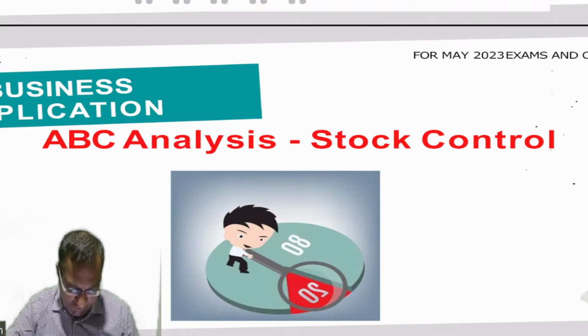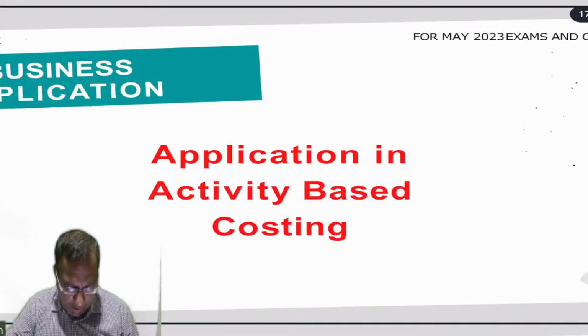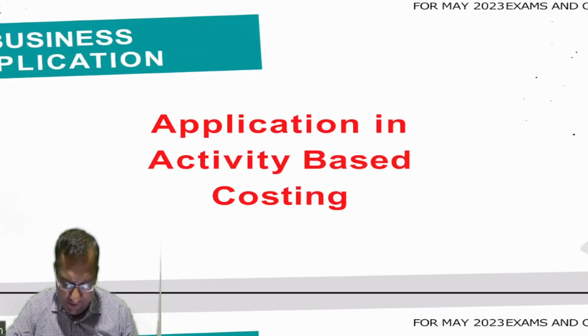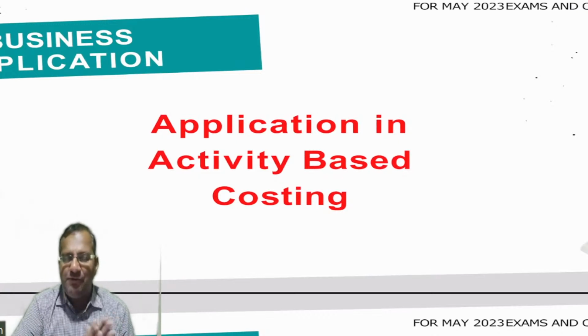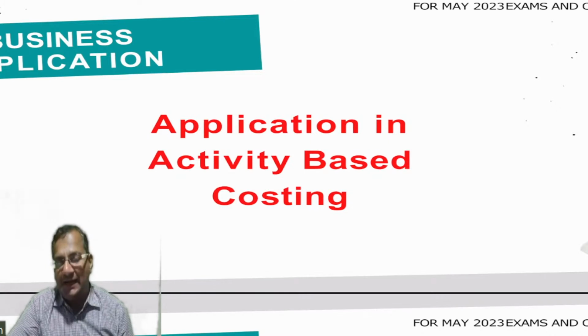Now we come to the next business application: application in activity based costing. Do you have any idea, beta, about activity based costing? Although it will be covered in chapter number 9, Strategic Analysis of Operating Income, we will cover activity based costing in that. But I think you already have knowledge because it's a chapter at inter level.